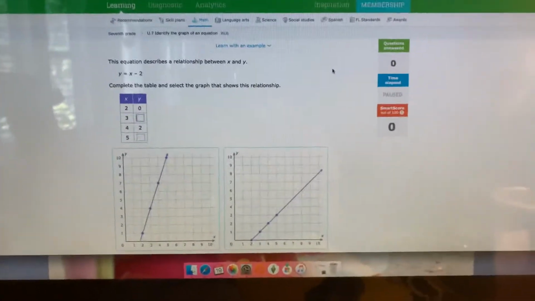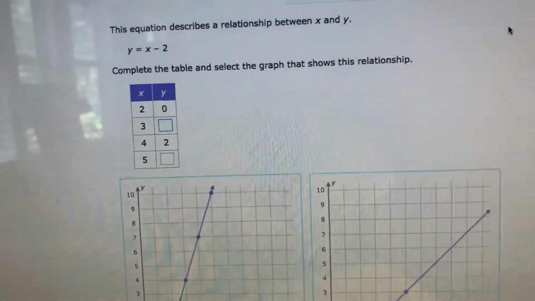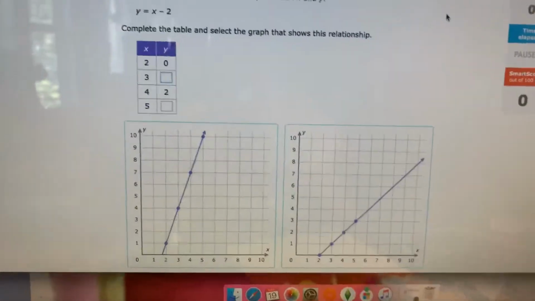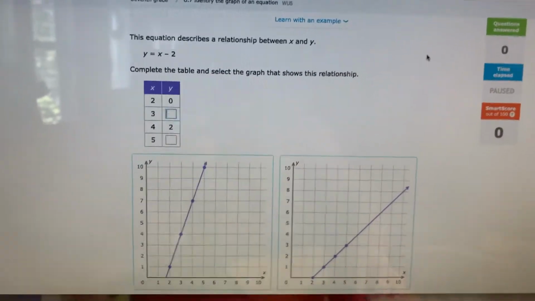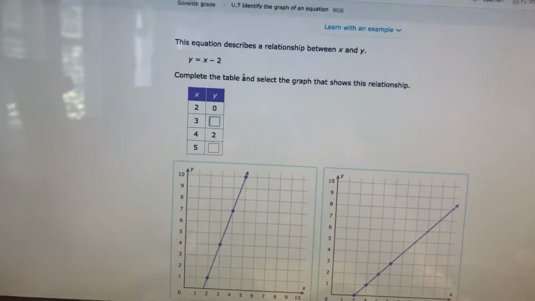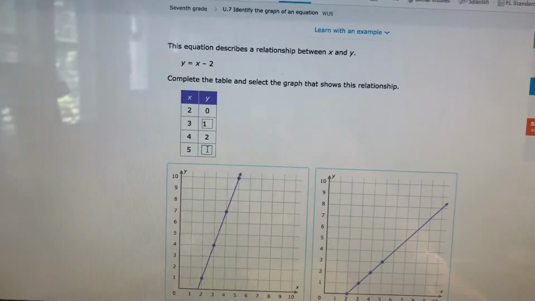One, it's giving you the equation, x minus 2. And in the beginning, you can just see the relationship. So you can see that they're subtracting 2 from x. So this one will be 1, and this would be 3.